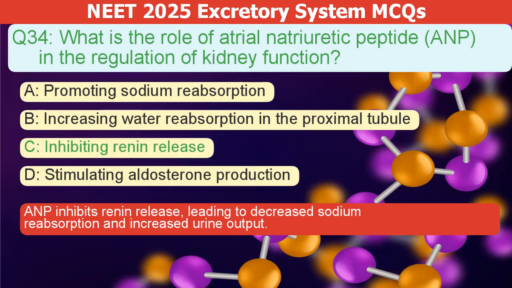The correct answer is C. ANP inhibits renin release, leading to decreased sodium reabsorption and increased urine output.